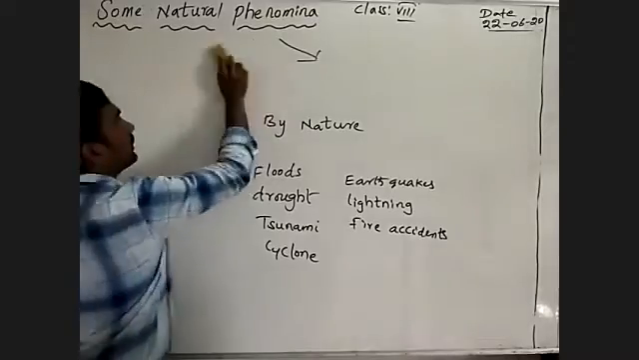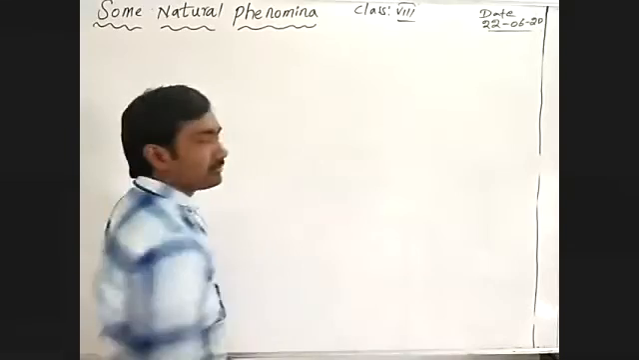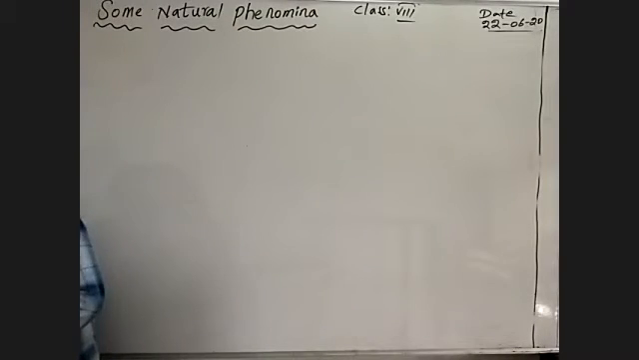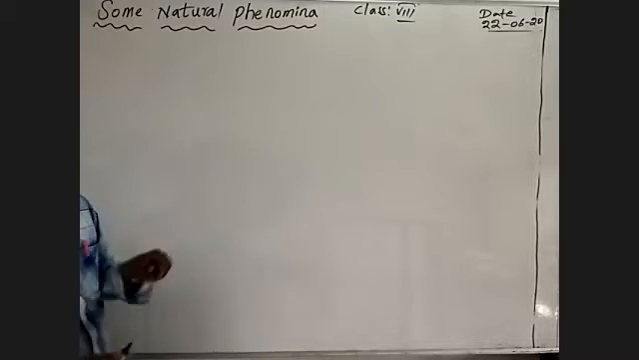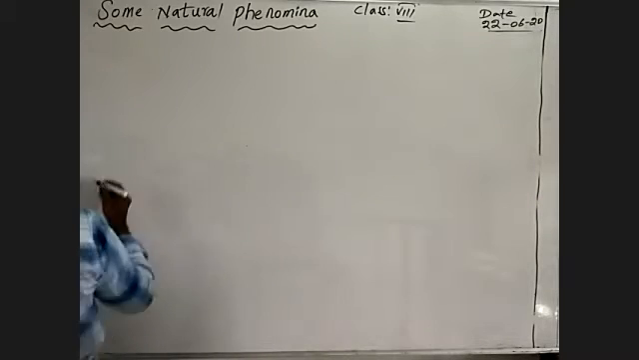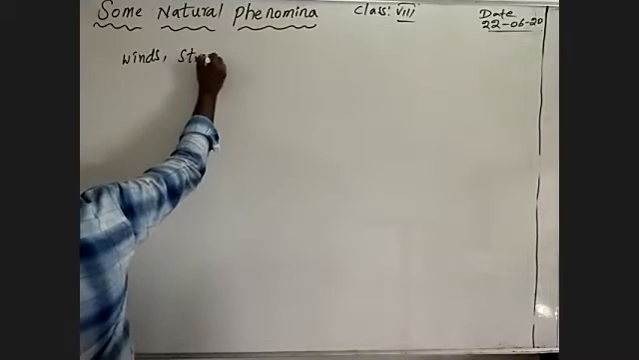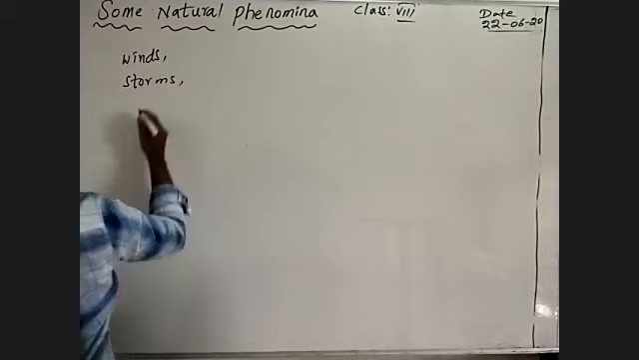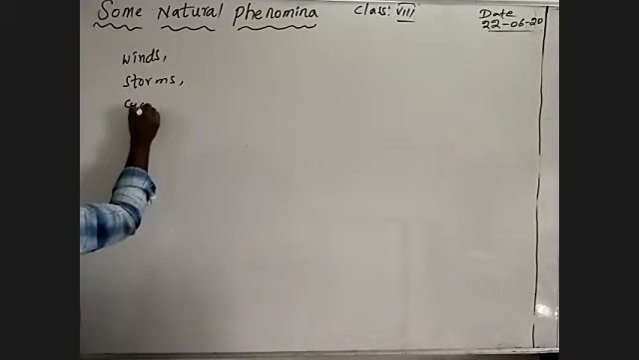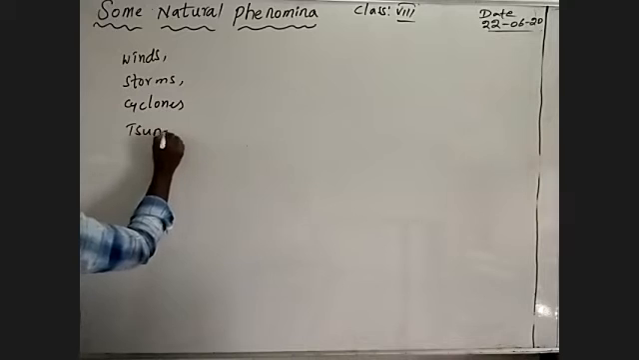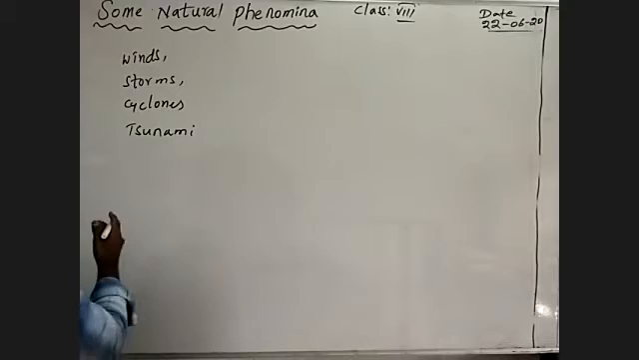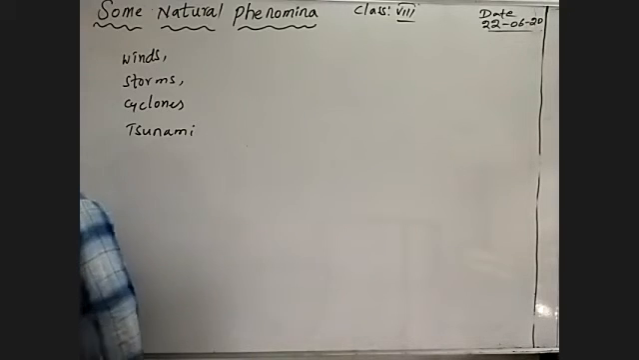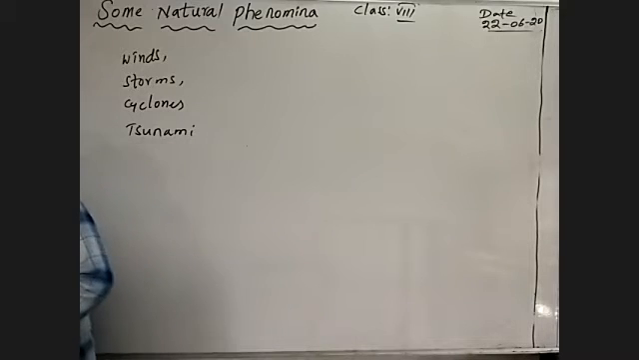In our earlier classes, we learned about cyclones. What did we learn about winds, storms, and also cyclones, tsunamis? We learned such different types of natural phenomena in our earlier classes. Is it or not? Of course. They gave a lot of damage to our life and property.